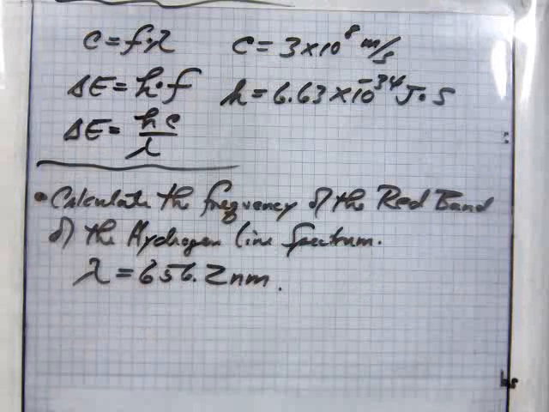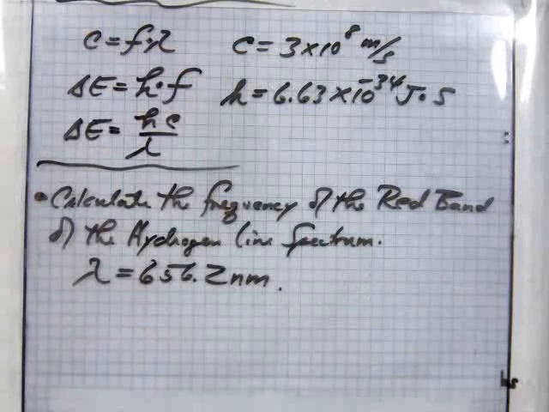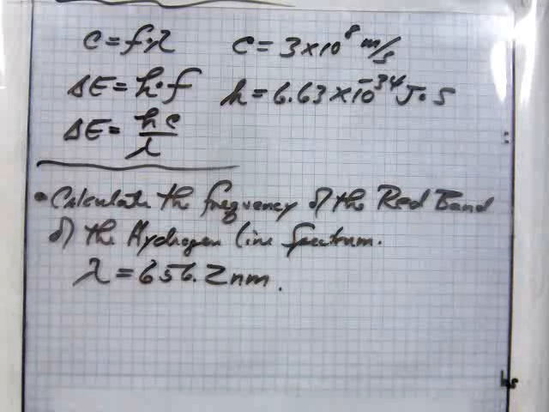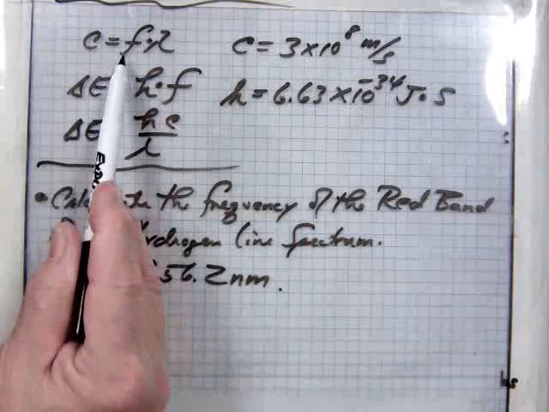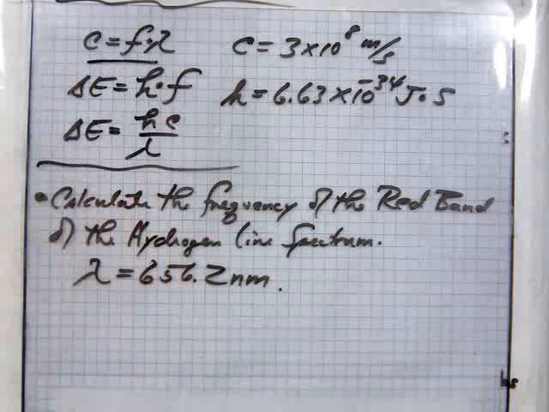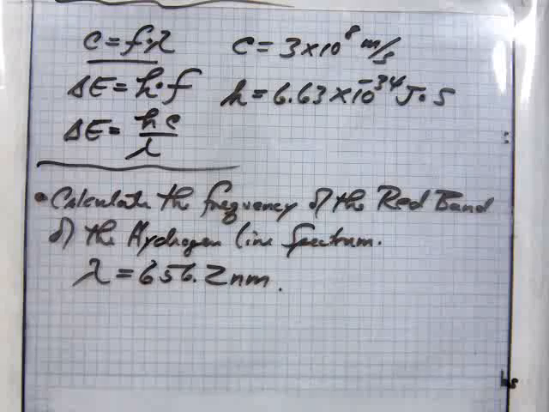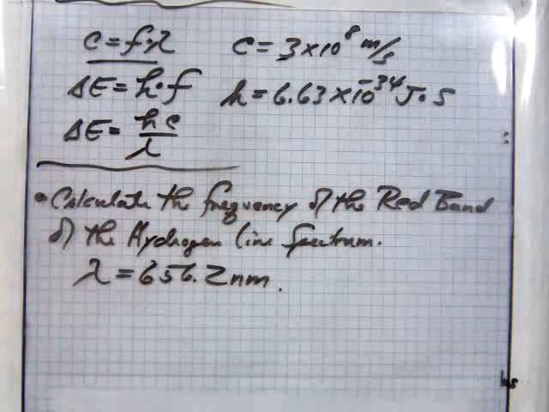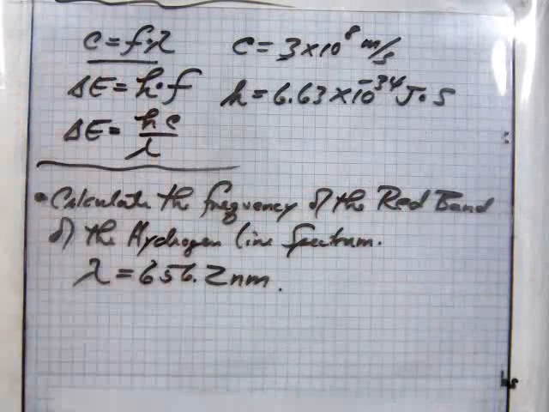So calculate the frequency of the red band of the hydrogen line spectrum, given the wavelength is 656.2 nanometers. What we're trying to do is calculate this frequency given the wavelength. So we would use c equals f lambda, solve for f, and then substitute the speed of light, which will be posted in the problem or in your reference sheet, and whatever the lambda is.